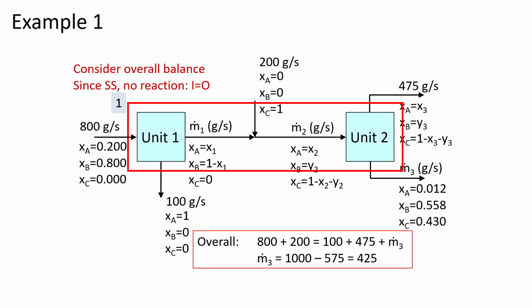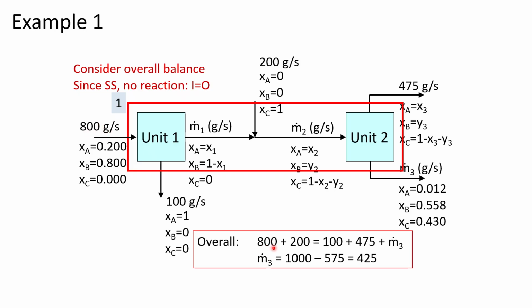So let's write the overall mass balance for this control volume. And we'll work our way around the control volume, starting on the far left and working clockwise. And we'll determine the total flow rate going into or out of the control volume for the streams that cross the boundary. So let's start over here with the feed to unit 1. The total flow rate is given above the arrow representing the stream. It's 800 grams per second.